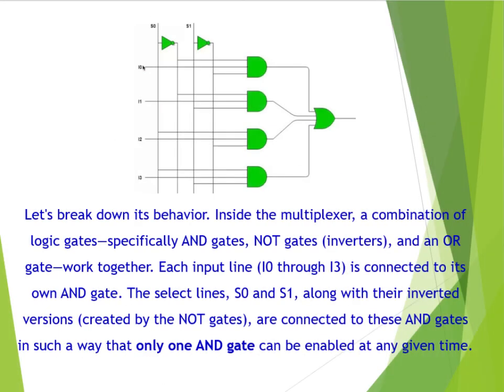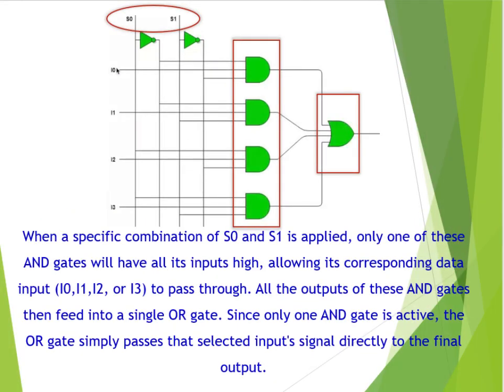Let's break down its behavior. Inside the multiplexer, a combination of logic gates, specifically AND gates, NOT gates, inverters, and an OR gate, work together. Each input line, I0 through I3, is connected to its own AND gate. The select lines, S0 and S1, along with their inverted versions, created by the NOT gates, are connected to these AND gates in such a way that only one AND gate can be enabled at any given time. When a specific combination of S0 and S1 is applied, only one of these AND gates will have all its inputs high, allowing its corresponding data input, I0, I1, I2, or I3, to pass through.